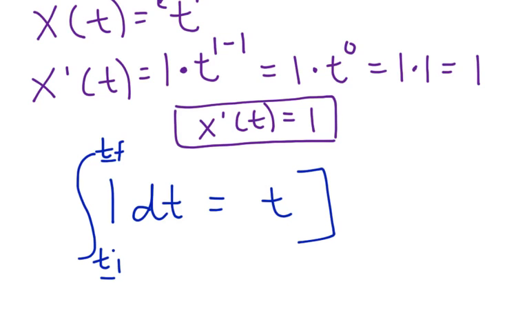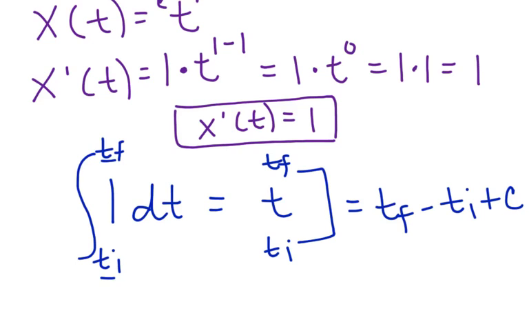And this still needs to be evaluated. So when we do that, we plug in our tf for t, and we subtract our ti, and we also, don't forget, we need to add something called the arbitrary constant. And we get an expression that is equal to our change in time plus our arbitrary constant. If my initial time was at time 0, then it's simply my time at my final time, or my time plus my arbitrary constant.